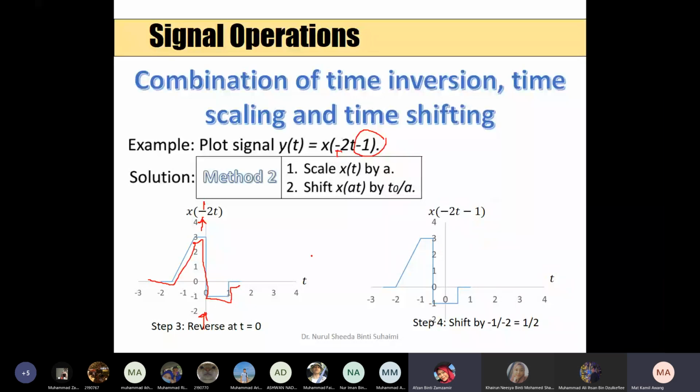Okay, it shifts by this total, tau over a. So it shifts by half a second. Right? Method 3.